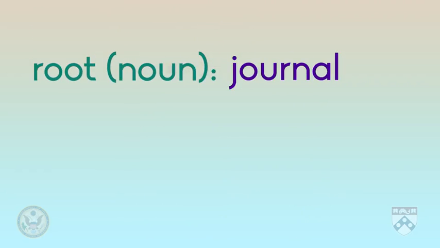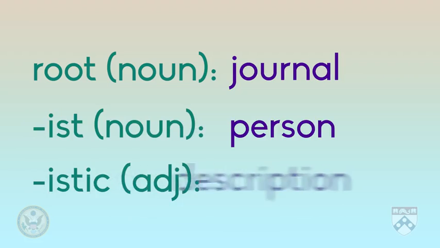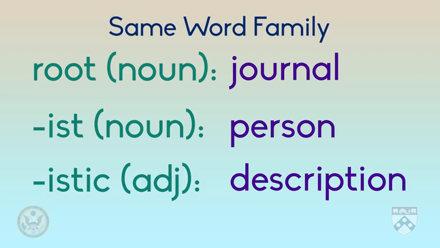So journal is another word for newspaper. A journalist is a person who produces news. And journalistic is an adjective describing the process of creating a news story. Words with the same root but with different word endings are all part of the same word family.